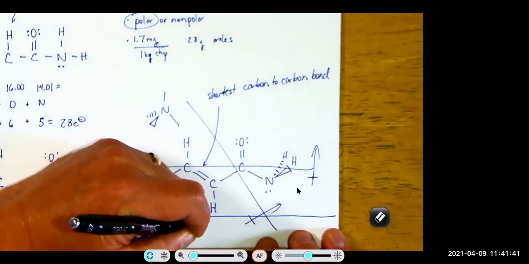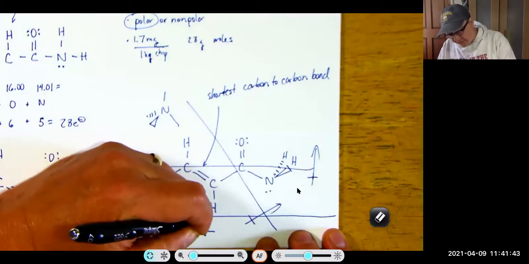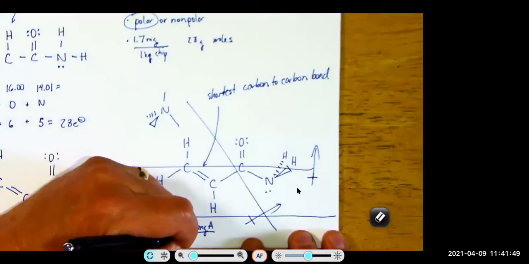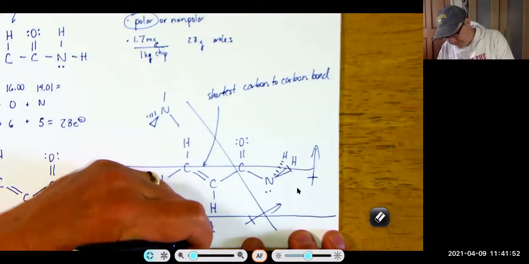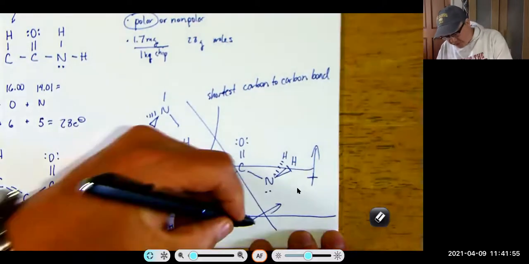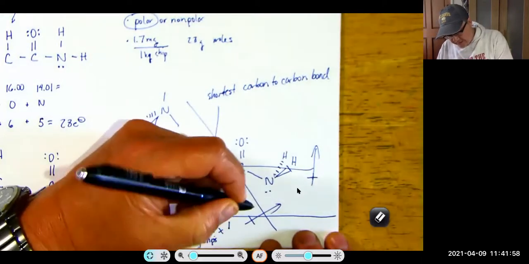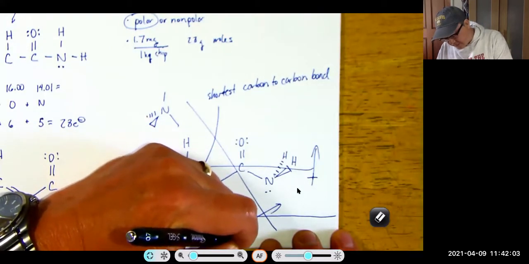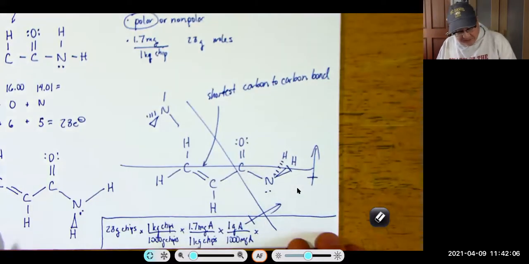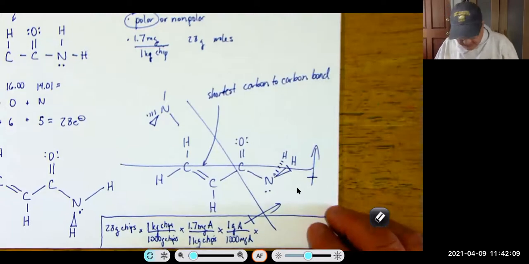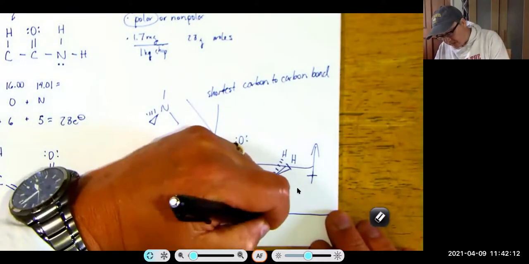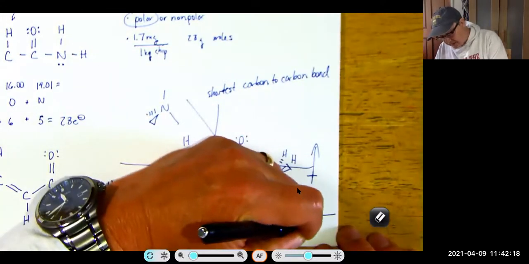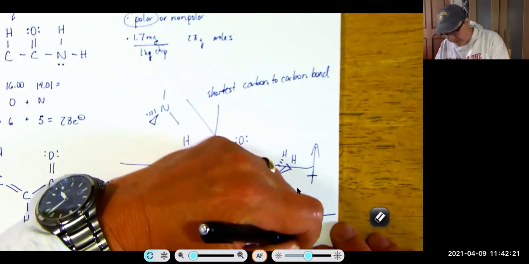Yeah, 1.7 milligrams of acrylamide. I'm going to put A for acrylamide because I don't want to spell that out. Per 1 kilogram of chips. And then times 1 gram of acrylamide per 1,000 milligrams of acrylamide to get rid of the milligrams. And then times, upside down, 1 mole of acrylamide per 71.09 grams of acrylamide. And that'll give me moles of acrylamide.